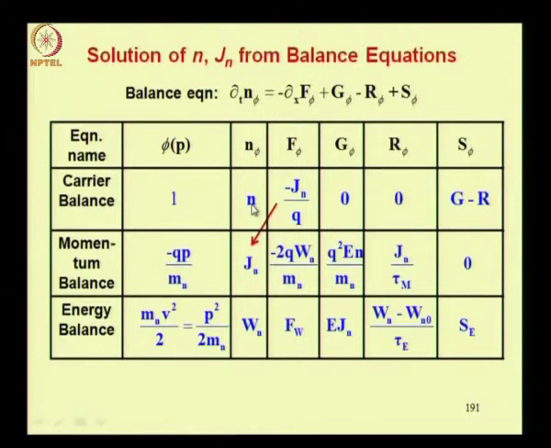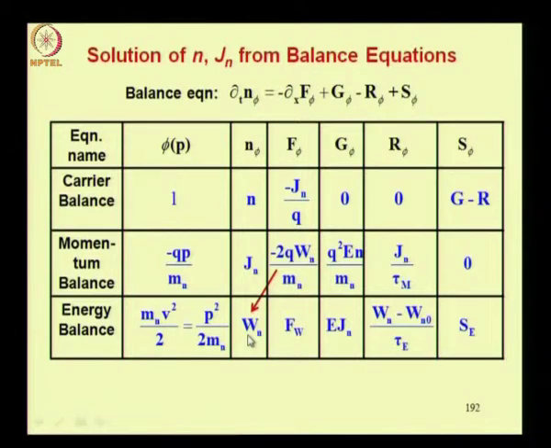To solve for the carrier concentration n, we need information about the carrier current density Jn. This is obtained from the momentum balance equation. Here this equation expresses the current density Jn. However, you find that you have a new variable, namely the kinetic energy density. So you need to know Wn if you want to solve for Jn. Now where do you get Wn from? You get Wn from the energy balance equation.